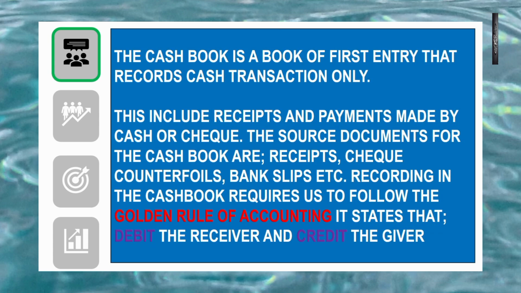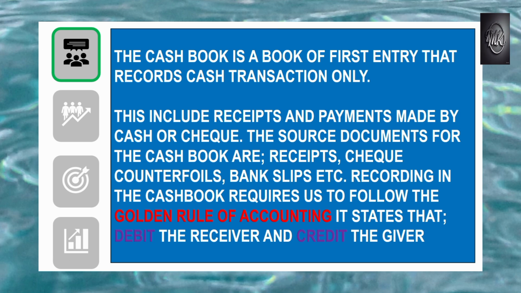The cash book is a book of first entry that records cash transactions only. No credit transaction in the cash book, no sales returns, no purchases returns, but only cash transactions where payment is made immediately. This includes receipts and payments made by cash or check. So the transactions recorded are either the money you are receiving or paying, whether you are paying by hard cash or by bank. By bank, I mean by check.